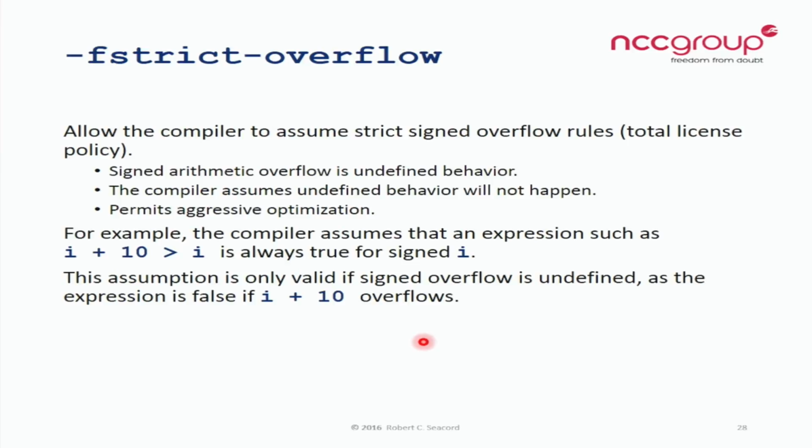So going through the GCC flags, strict overflow basically allows the compiler to assume strict signed overflow rules, this total license behavior. So any signed arithmetic overflow is undefined. The compiler assumes that it can't happen, and that permits aggressive optimization. So, for example, a compiler will always assume that i plus 10 is greater than i is always true. And that assumption is valid provided i plus 10 doesn't overflow.